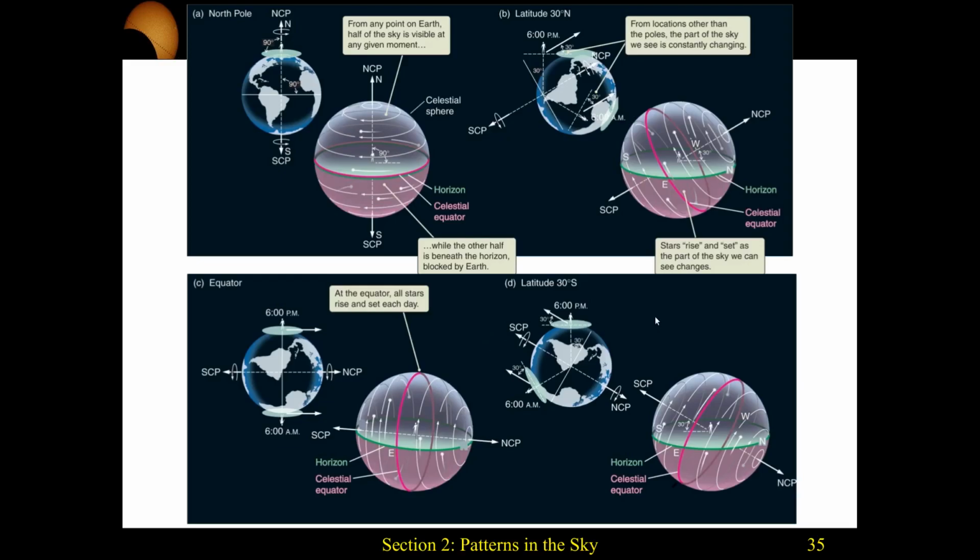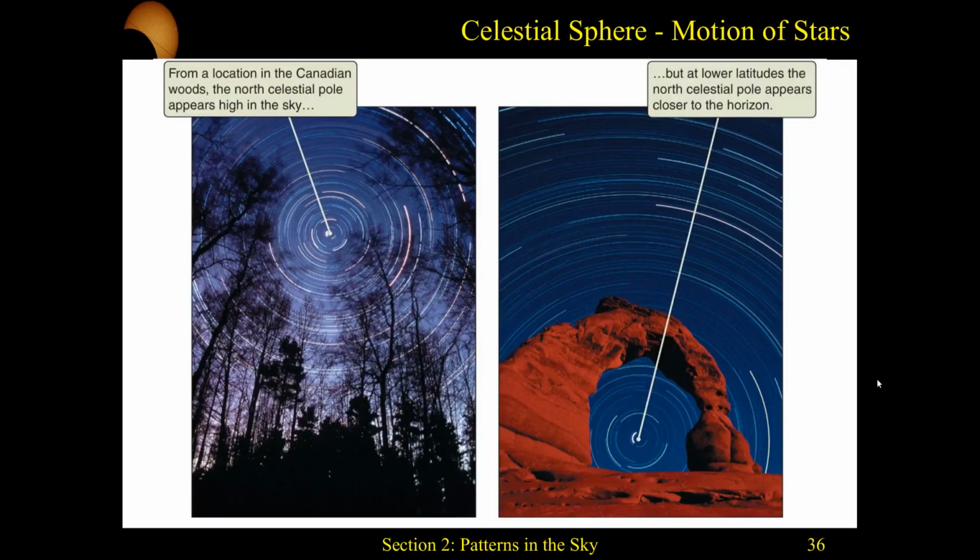And finally, move to 30 degrees south latitude. This will be your view of the celestial sphere. The North Pole is out of your view, but you'll still see stars rise and set and circumpolar around the southern celestial pole. Now, for an actual picture of this, let's look at this.